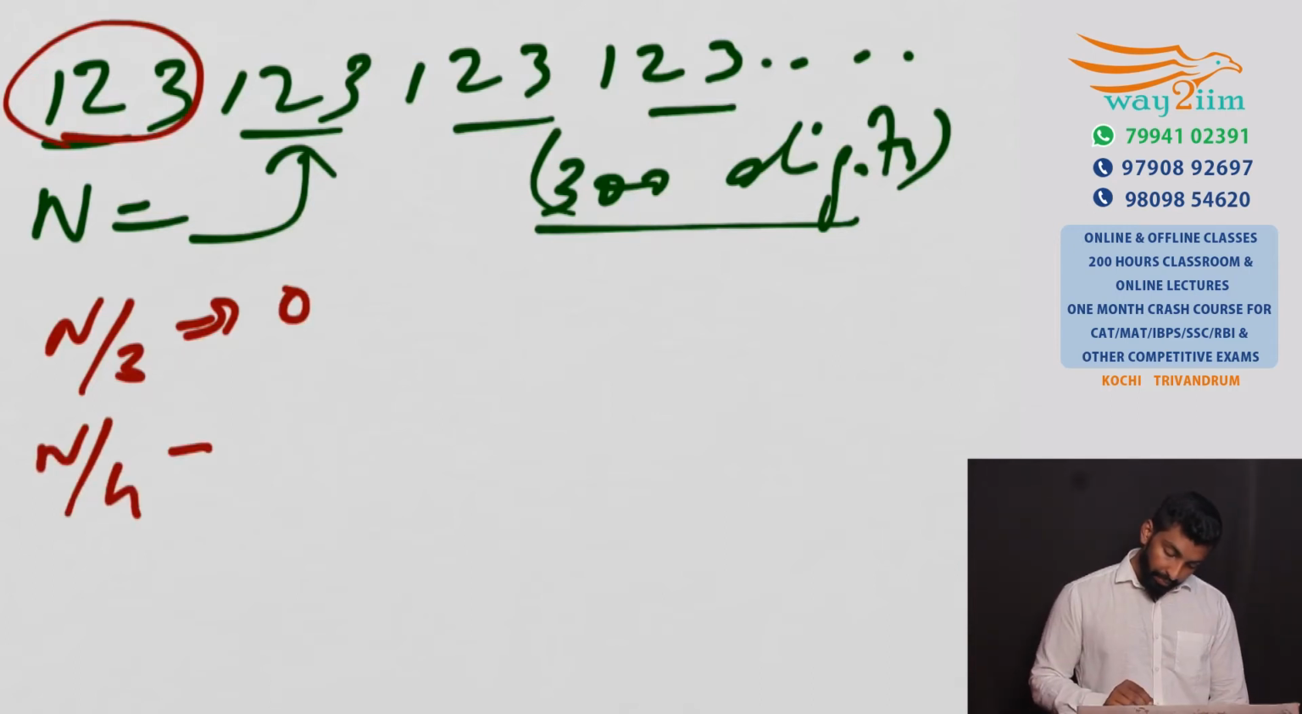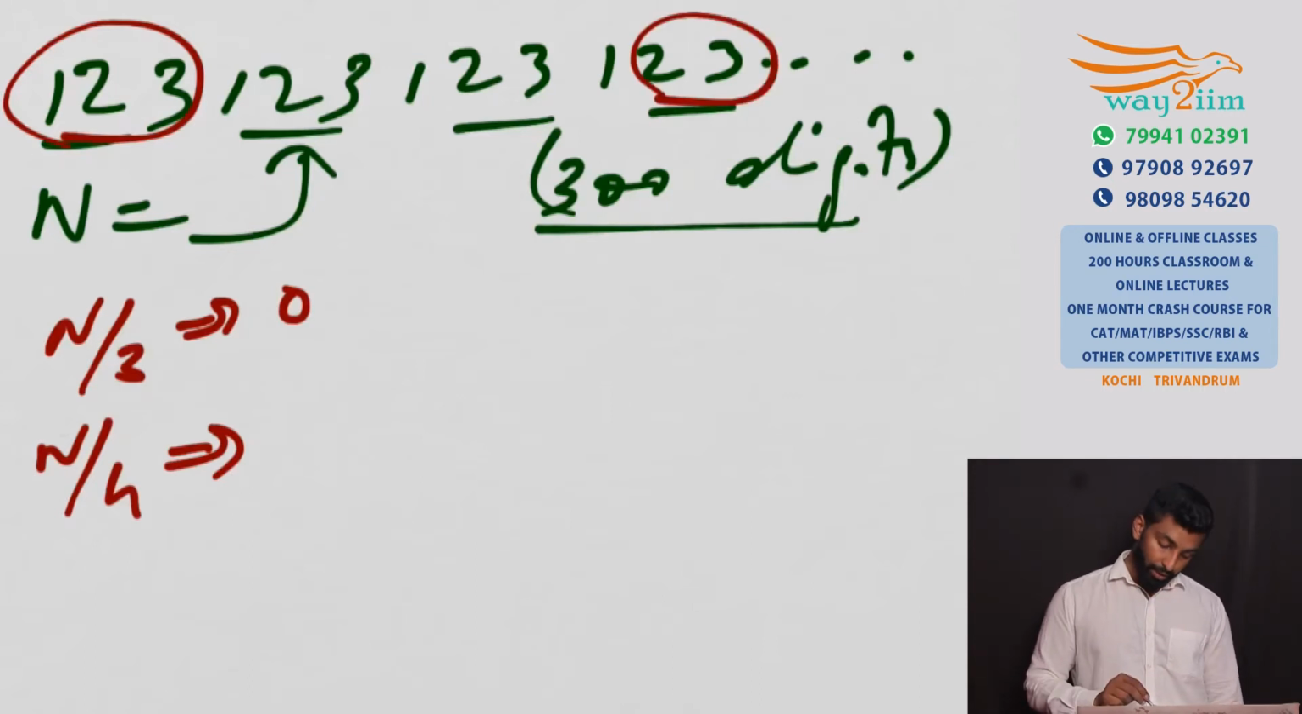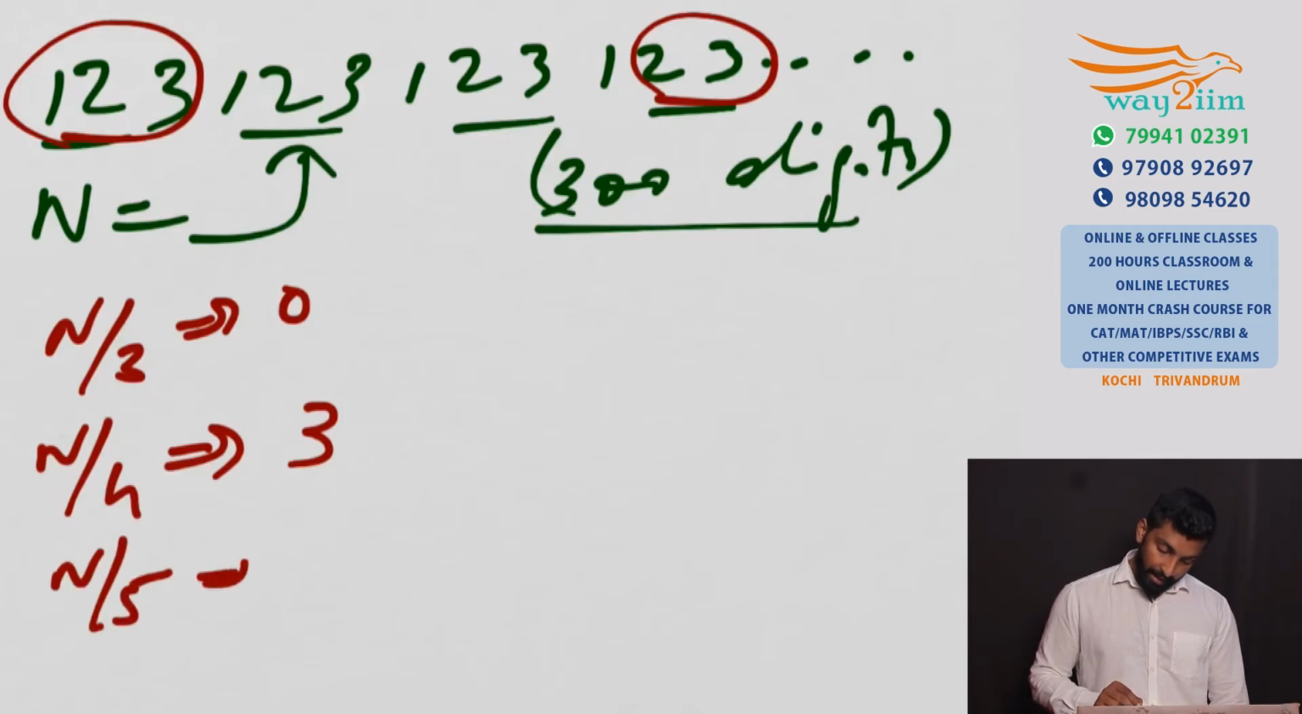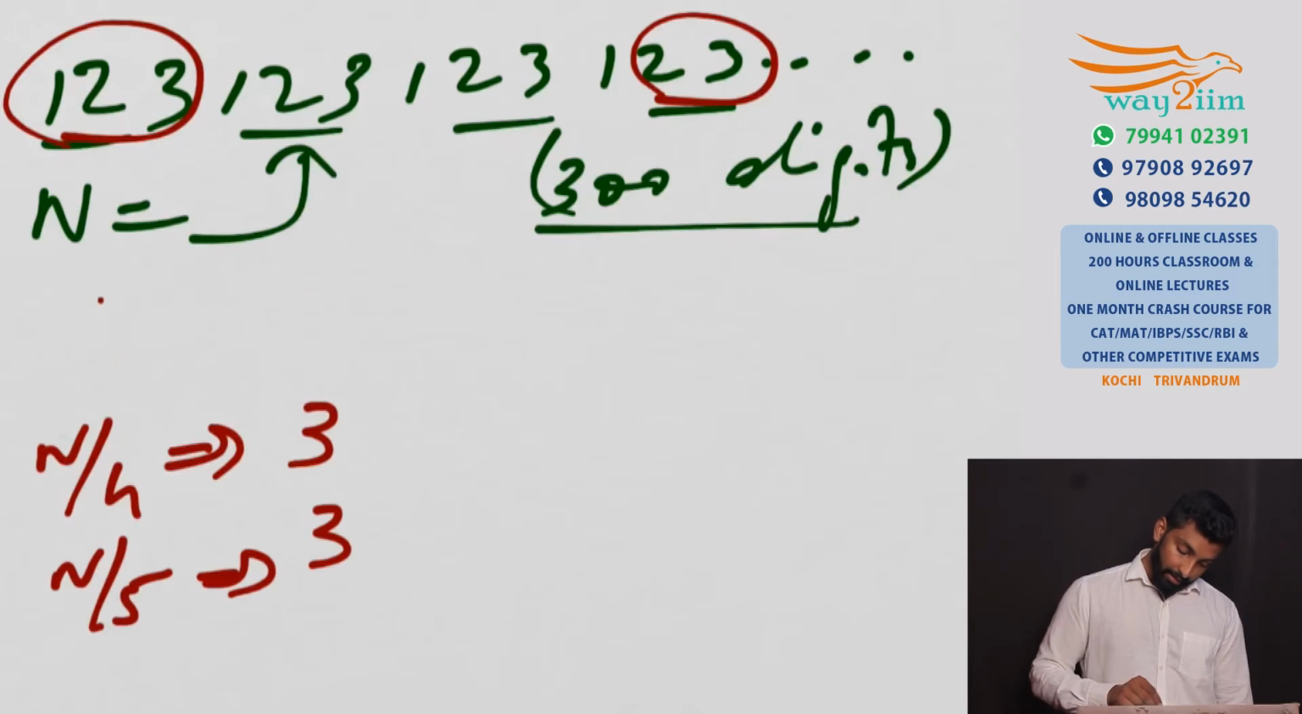N by 4, the last two digits here are 23, so you check 23 by 4. What is the remainder? 3, right? N by 5, you check the last digit, it is 3, so N by 5, the remainder is 3.